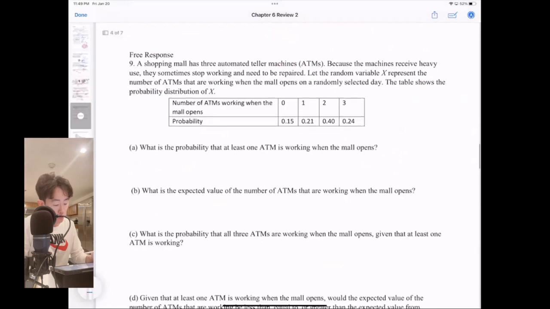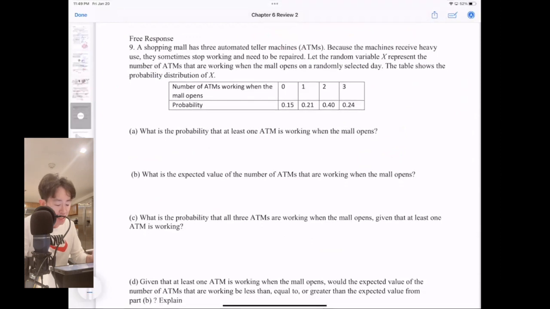Number 9. Ooh, free response. What is the probability that at least one ATM is working when the mall opens? Guys, this is just going back to chapter 5. It has nothing to do with chapter 6 materials. It's just testing you to see if you know conditional probabilities and things like that. Working when the mall opens, at least one means these three all put together is 0.85.